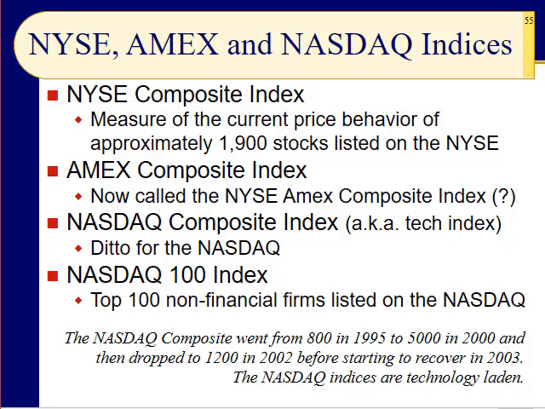Then the NASDAQ 100, you don't hear too much about that. That's the top 100 non-financial firms listed on the NASDAQ. You don't hear too much about that one. The one you're going to hear the most about is the NASDAQ. And what happened to the NASDAQ? In the late 90s, it exploded. It went from 800 in 1995 to 5,000 in the year 2000. And then dropped 80% to 1,200 in late 2002 before it started to recover.